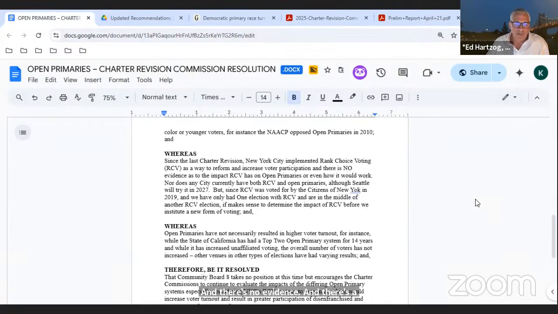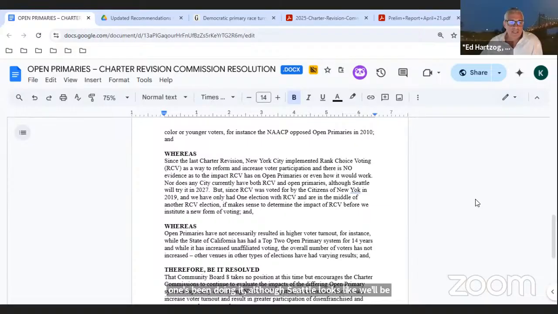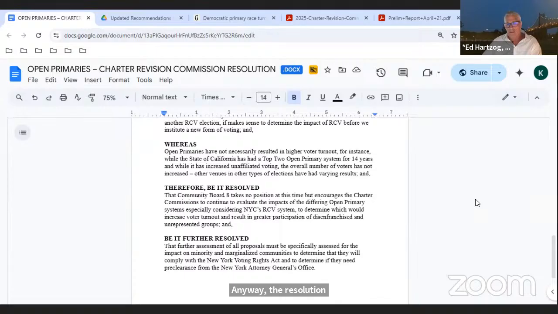And there's no evidence regarding ranked choice voting in open primaries. No one's been doing it, although Seattle will be doing it in 2027, having ranked choice voting in open primaries. Anyway, the resolution was one to take no position. It's not for or against. It's more of let's wait and see if we get more data.